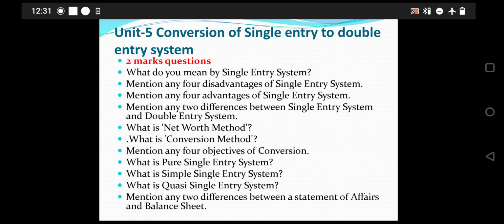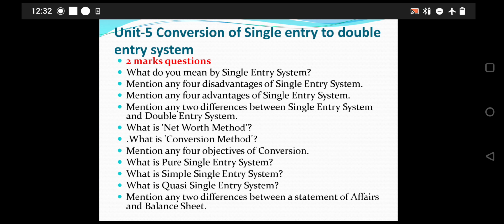Next, mention any 4 objectives of conversion. There are so many objectives. The first one, under the conversion method, we can find the correct profit by preparing a memorandum trading account. The second objective is we can find the true and fair financial position of the business, and we can make accounting ideal and reliable, and we can measure the accuracy of accounting records, because when I am converting, automatically I am following a double entry system of bookkeeping.